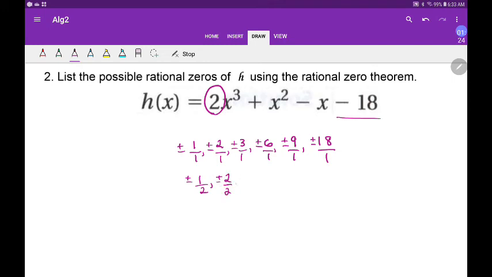Well, I don't need another one of those, because if you can tell, these are the same. So I'm going to probably just ignore that second version. And then plus or minus 3 over 2. And then plus or minus 6 over 2. Again, that's really just 3, so I'm going to ignore that one. But that's okay. And let's see, plus or minus 9 over 2. And plus or minus 18 over 2, which is really just 9, so I'm going to ignore that one too.